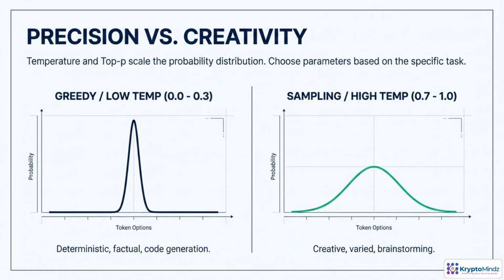Temperature and sampling determine whether your model behaves like a careful accountant or a playful writer. Greedy decoding, or very low temperature, keeps picking the single most likely next token. That's ideal for precise answers, summaries, or code, but it can feel rigid or repetitive. Higher temperature and top P sampling widen the choice set, allowing lower probability tokens to appear. That adds diversity and surprise, which you want for brainstorming, creative writing, or exploring alternative ideas.